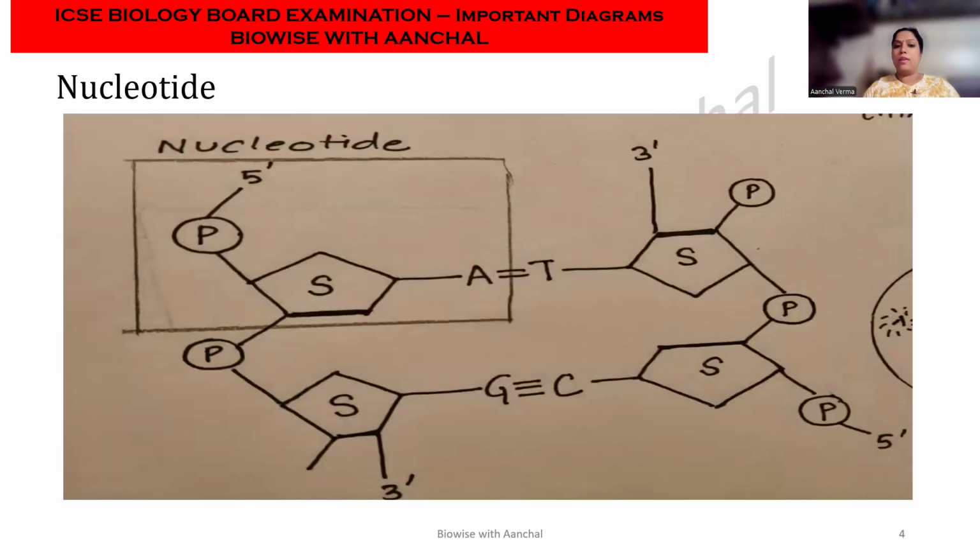This is a nucleotide. Nucleotide is what? Phosphate, sugar, and base. Adenine base pairs with thymine by 2 hydrogen bonds, and G base pairs with C by 3 hydrogen bonds. DNA is always anti-parallel. So in one chain the sugar is facing up, in the other the sugar is facing down. That is 5' to 3' position.